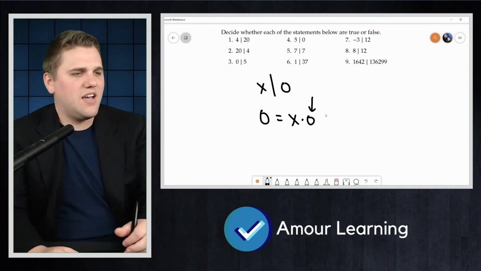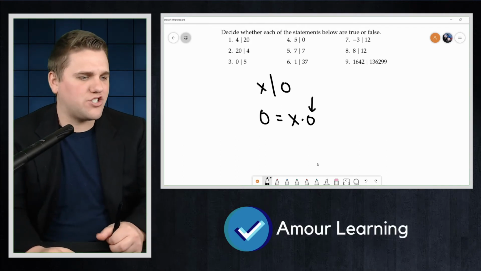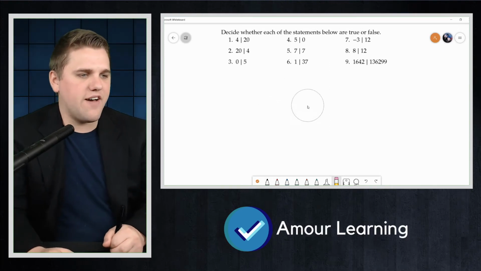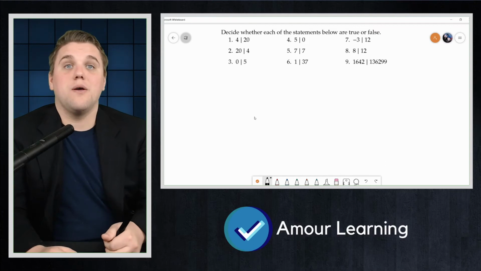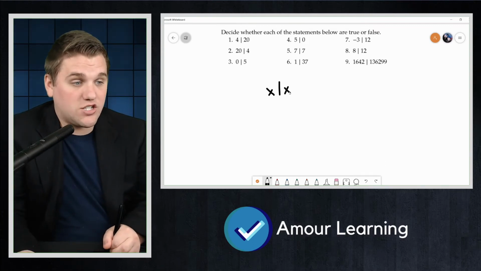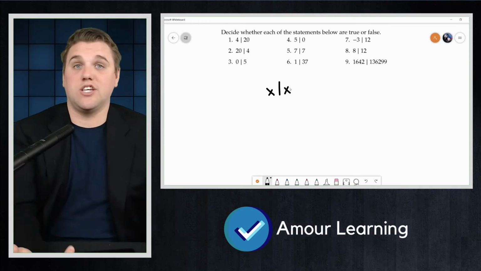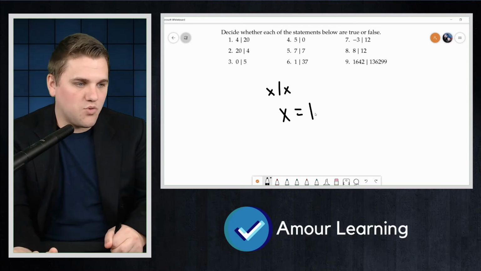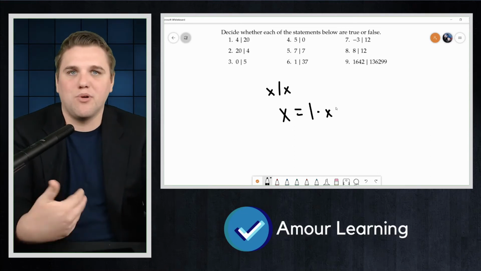In fact, let's do number 5, which is also an interesting result, very similar. 7 divides 7 is true because, in general, x divides x for all integers x every single time, because x is 1 times x. It's a multiple of x.